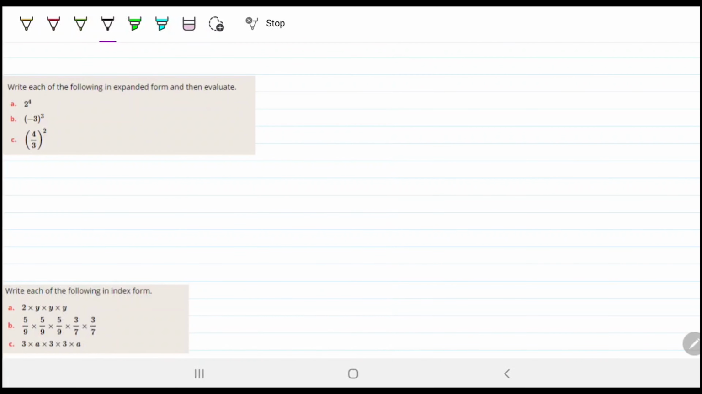So this question says write each of the following in expanded form and then evaluate. So to work out this one, what we need to do is figure out what 2 to the power of 4 will give us. So 2 to the power of 4 is the same thing as saying 2 multiplied by 2 multiplied by 2 multiplied by 2. So we get 2 by 2, which gives us 4, by 2, which gives us 8, by 2, which gives us 16.